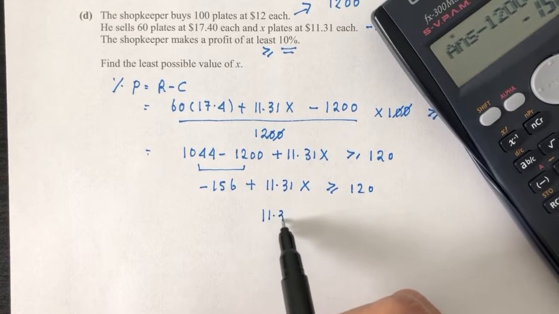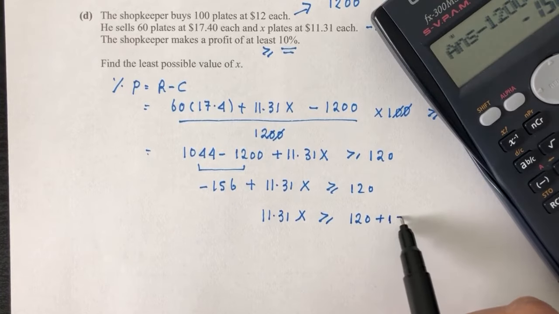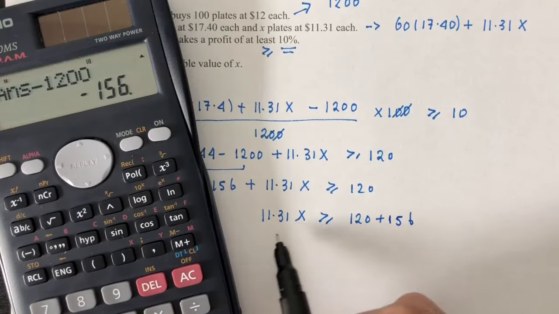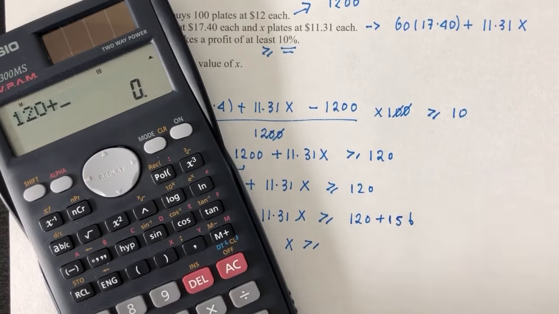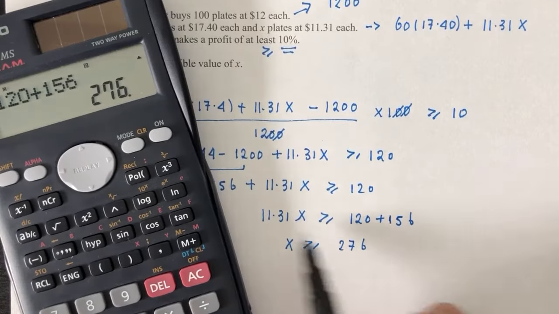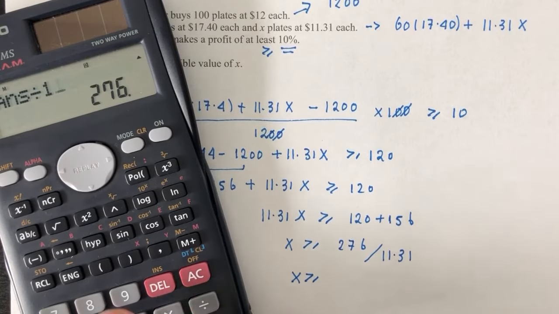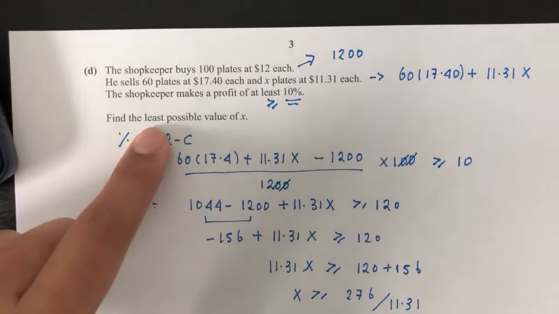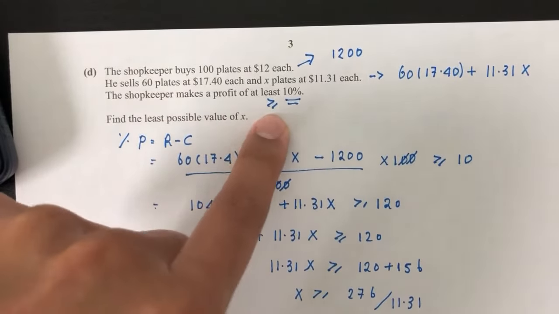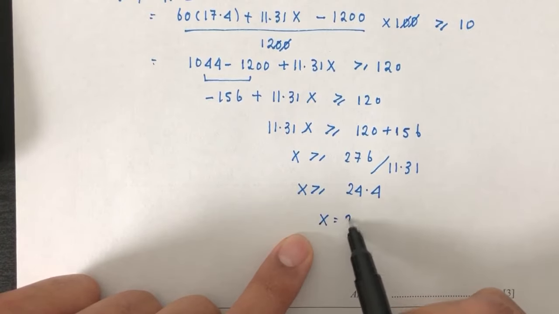So let's find the value of x. That will be 11.31x. We send this over here, that will be plus 156. So x will be, let's add these two, 120 plus 156, that will be 276 divided by 11.31. That will give me 24.4. So the least possible value of x, so the profit is at least 10%, needs to be more than this, so x will be 25.